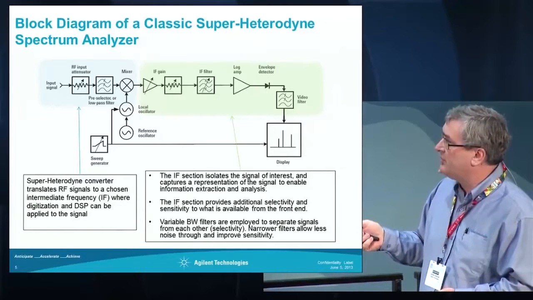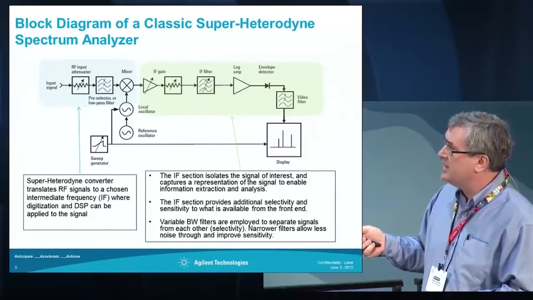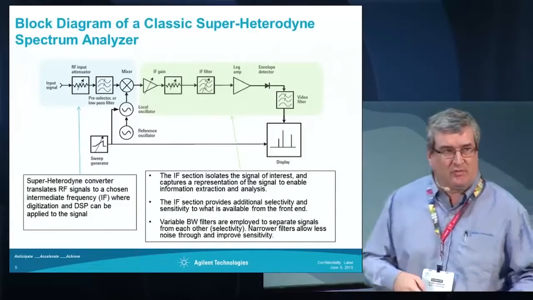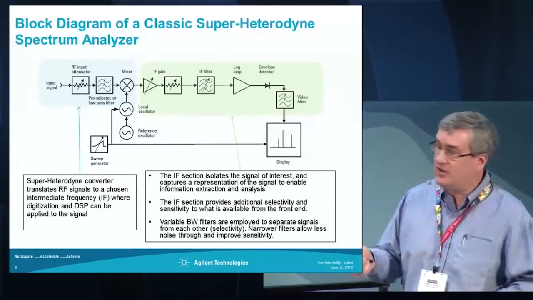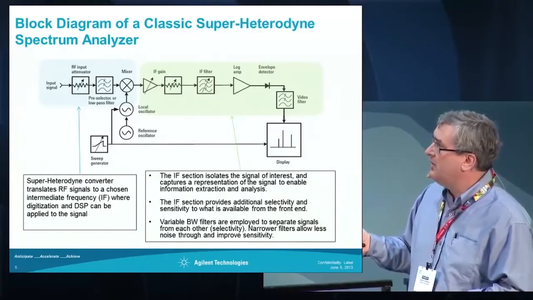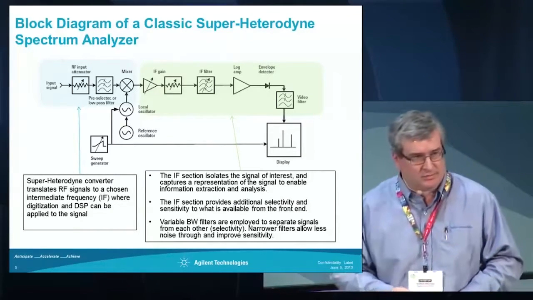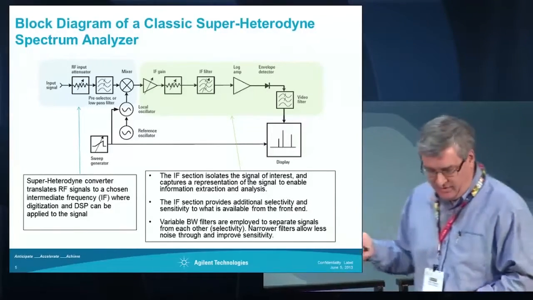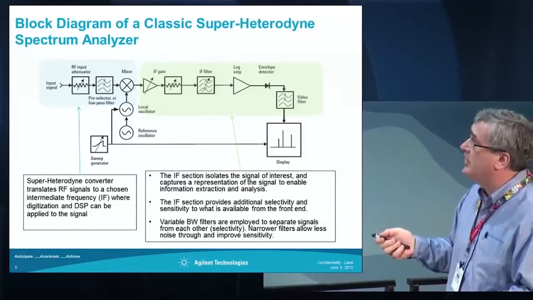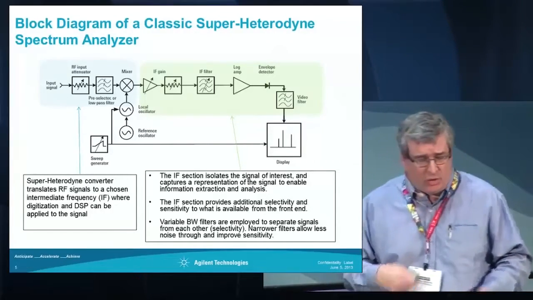We have a swept tuned oscillator. What's going on here is we're taking a large RF signal going anywhere from, say, 0 hertz all the way up to 50 gigahertz, and we're sweeping it so that the signal at a certain period of time will land within our IF band. Now, what we're going to be talking about mostly in this talk is this IF section here. The role of the IF section is to isolate our signal of interest, provide some additional sensitivity to it, and allow us to detect it.